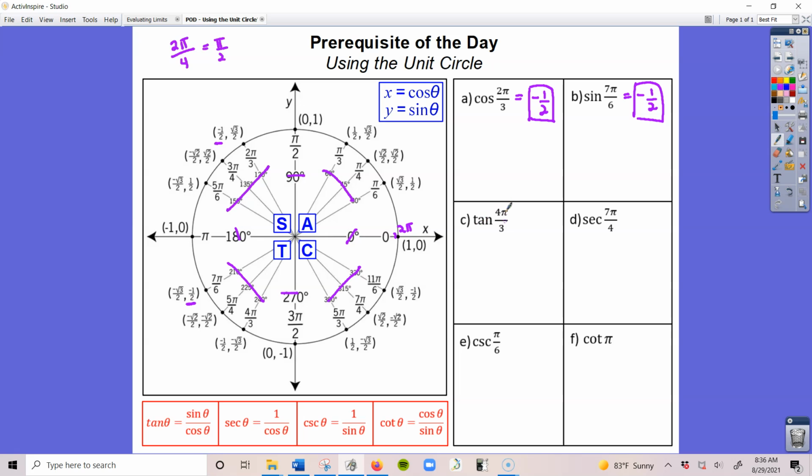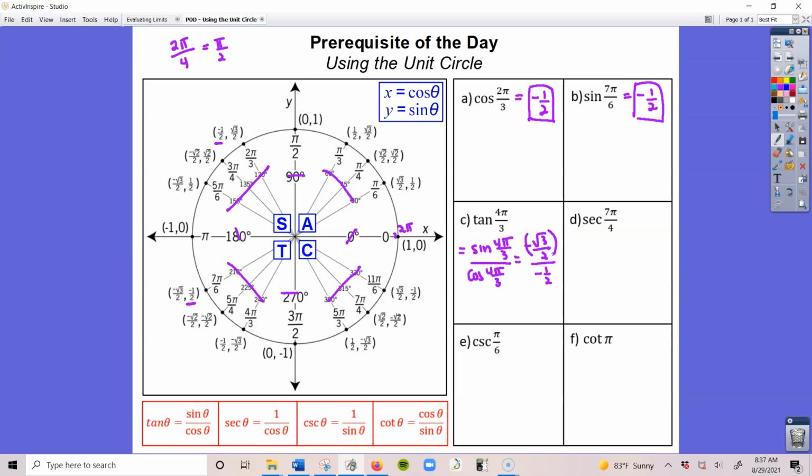Moving on to tangent of 4 pi over 3. 4 is 1 more than 3, so that must be in quadrant 3. Tangent is when we divide the sine of 4 pi over 3 by the cosine of 4 pi over 3, which is the y divided by the x. So we have the negative square root of 3 over 2 divided by the cosine, which is negative 1/2.